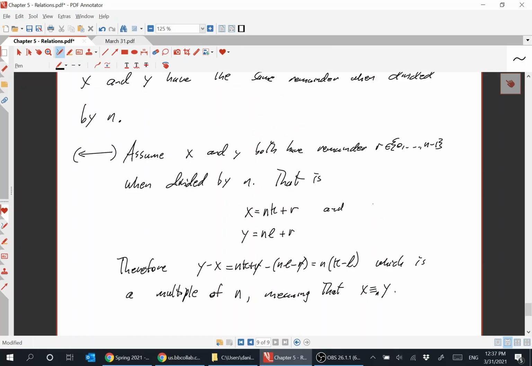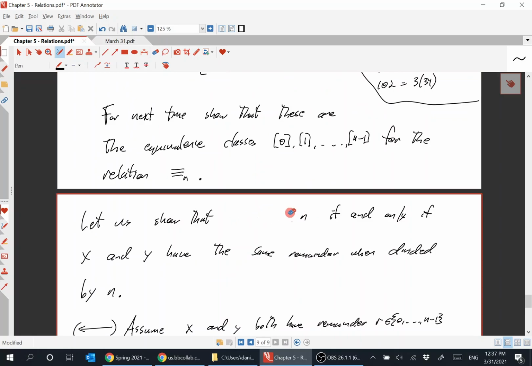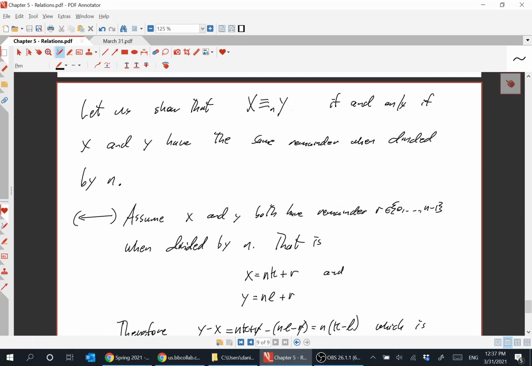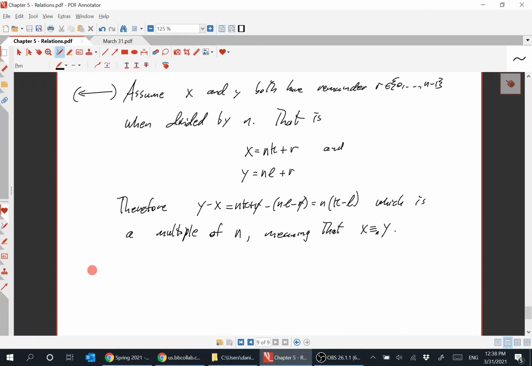X is equivalent mod n to y if and only if x and y have the same remainder when divided by n. So we're proving that, and we have to prove two directions. So first we did the backward direction: suppose x and y have the same remainder when divided by n. Now let's do the forward direction, but let's do it by contrapositive. This is my favorite way to do it.